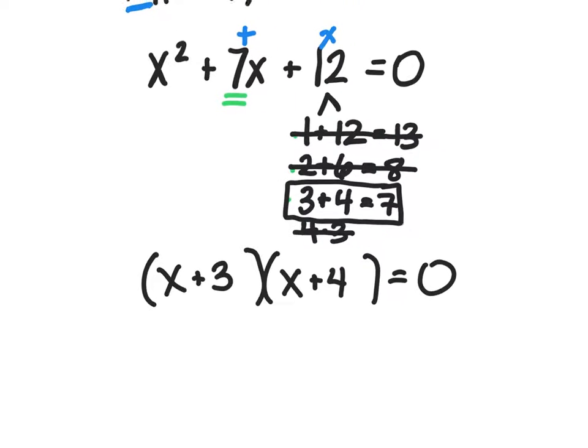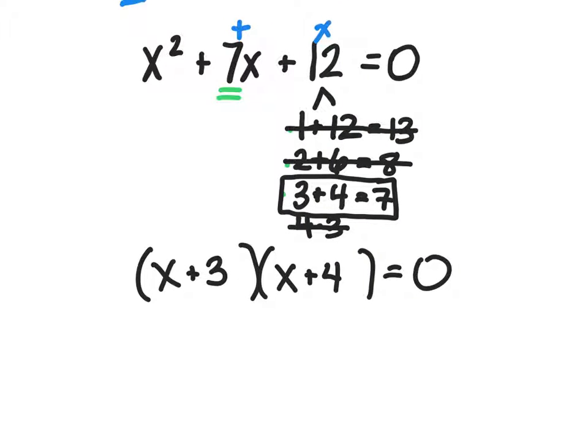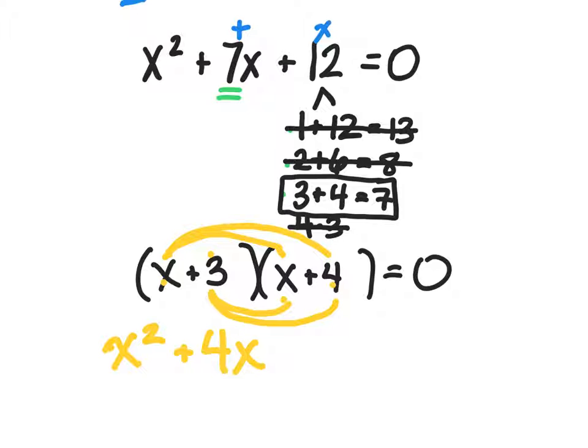Now if I want to check my work, what I can do is I can FOIL. So foiling means that I'm going to multiply each of the terms in my first factor set by each of the terms in my second factor set. So I will say x times x, x times 4, 3 times x, and 3 times 4. So let's do that. X times x gives me x squared. X times 4 will give me 4x. 3 times x will give me 3x. And 3 times 4 will give me 12.